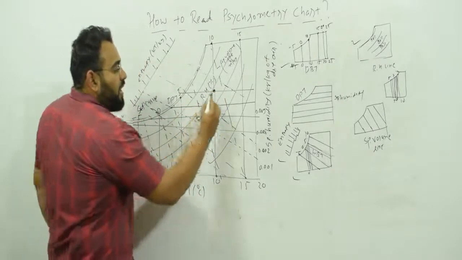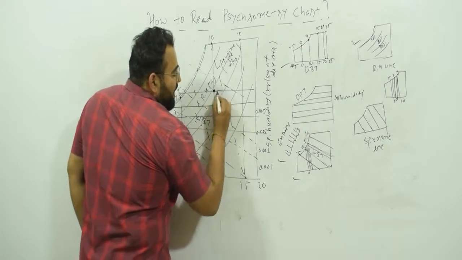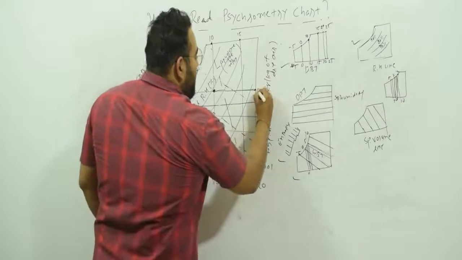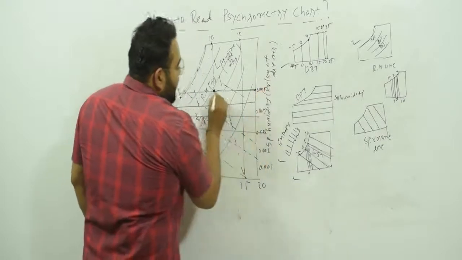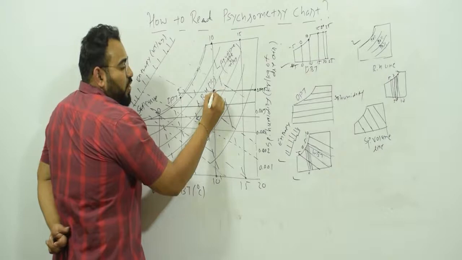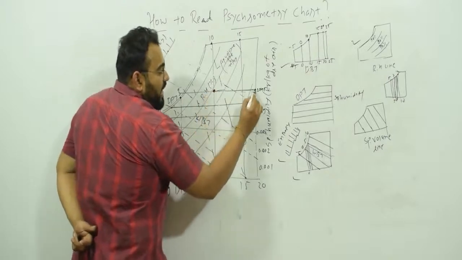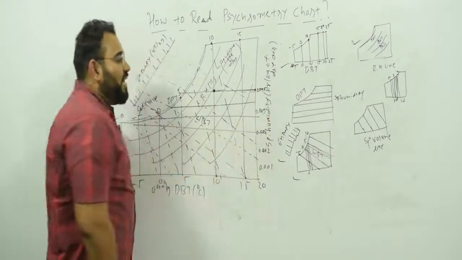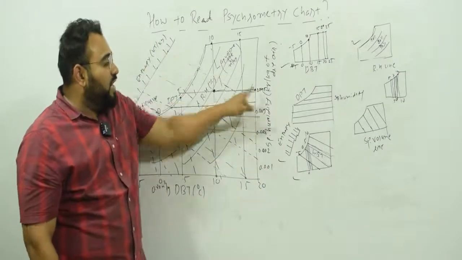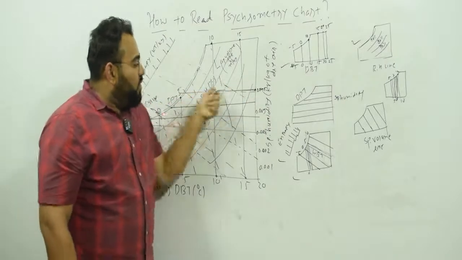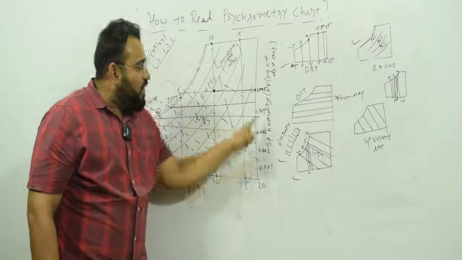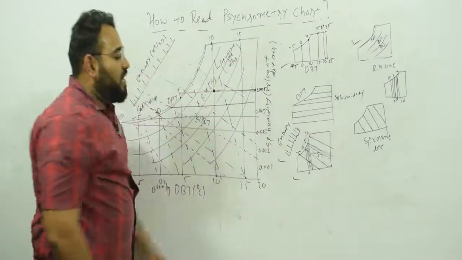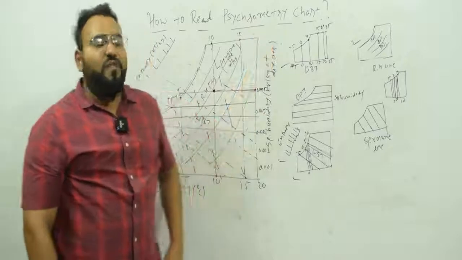From this point, draw a straight line and go up to here. Let's say it shows 0.0095. So let's say you have located one point over here. From there, draw a straight horizontal line, and wherever it intersects this vertical line, it shows the value 0.0095. That means it shows the specific humidity for that particular point. So all these values written over here show the specific humidity, kg per kg of dry air.